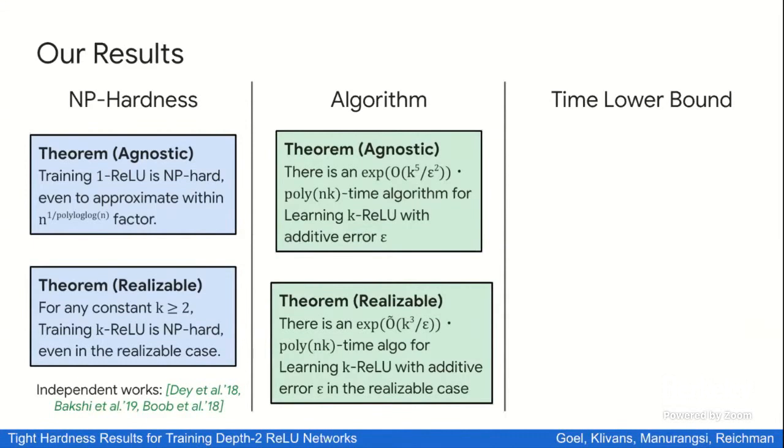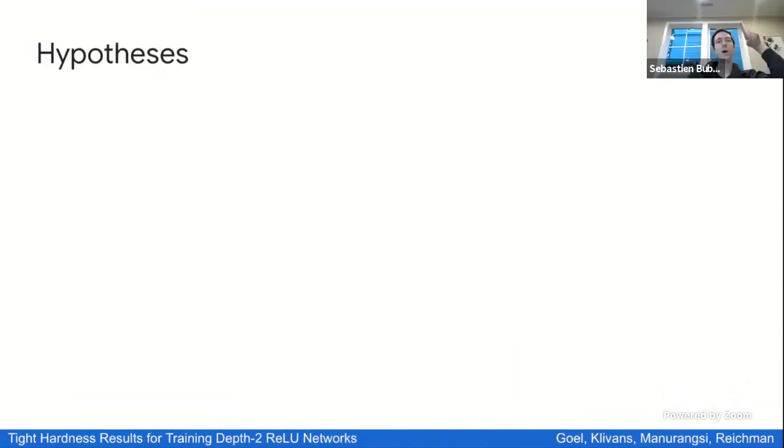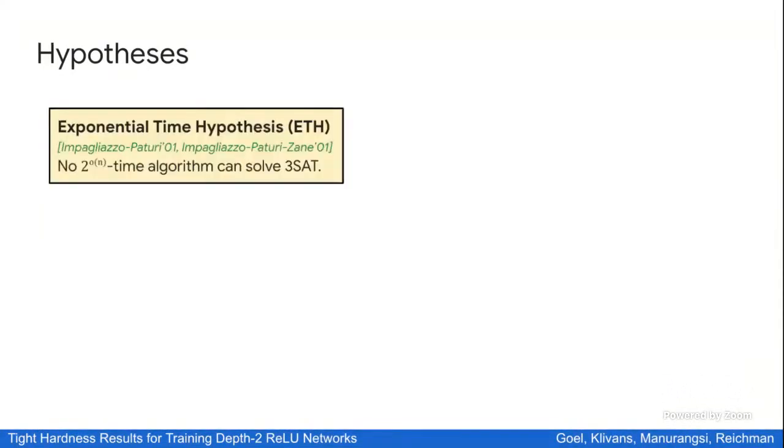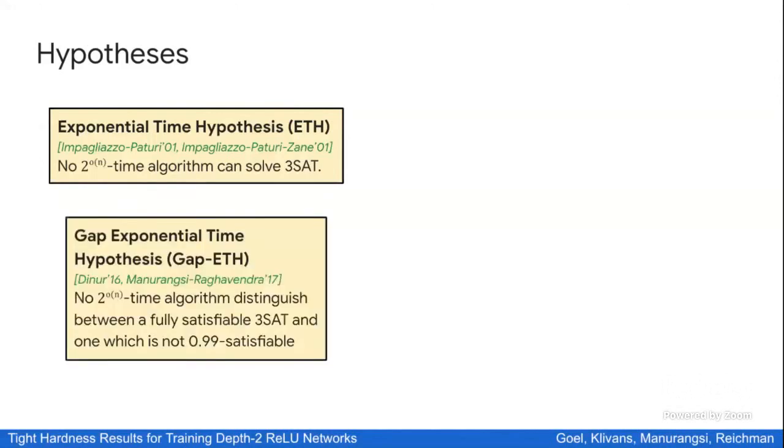To answer this question, we prove tight running time lower bounds. Before I can state them, let me quickly recall some hypotheses. The first one is the Exponential Time Hypothesis, which says no sub-exponential time algorithm can solve 3-SAT. The second one is Gap-ETH, which is a strengthening of ETH that says that a 2 to the little-o of n time algorithm cannot even approximate 3-SAT well.